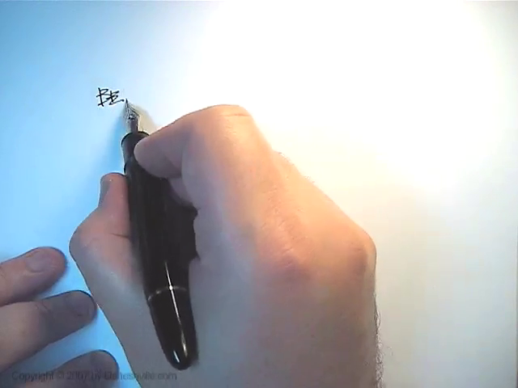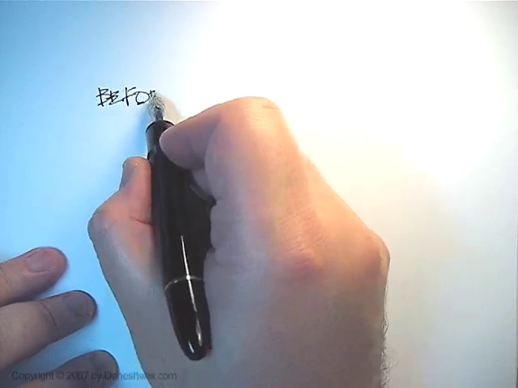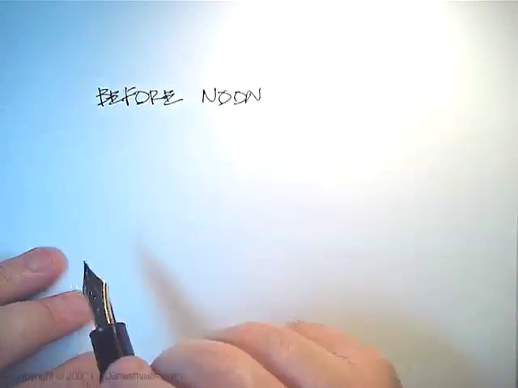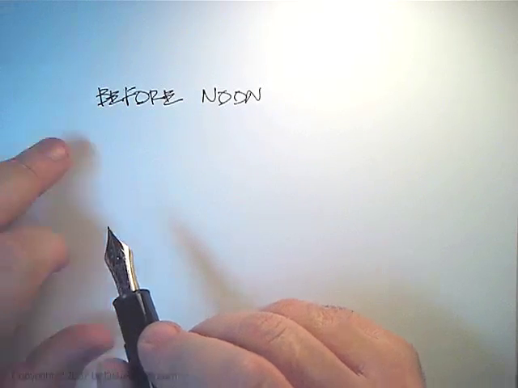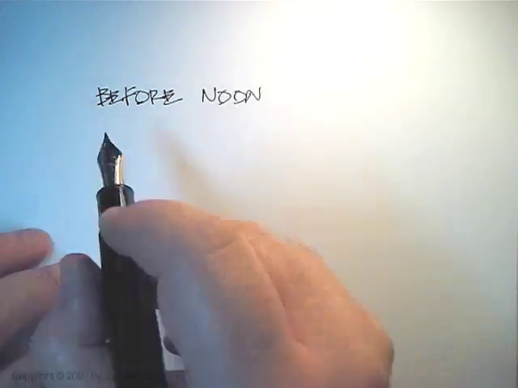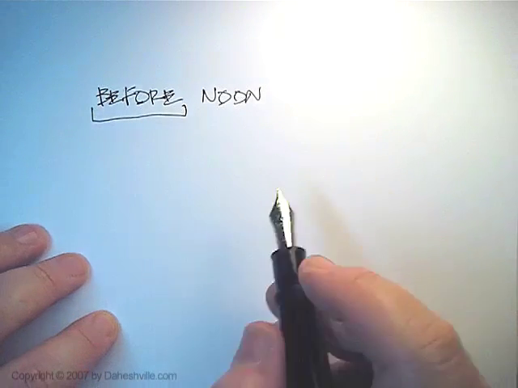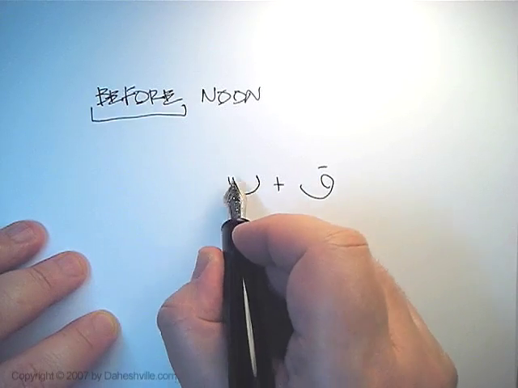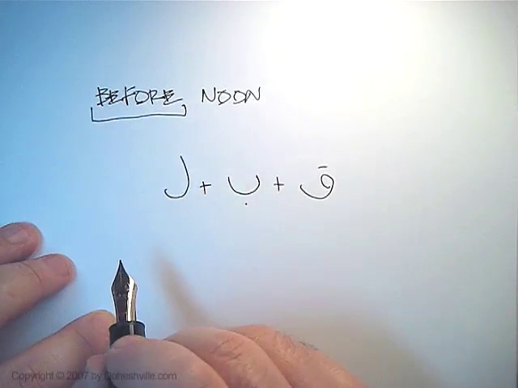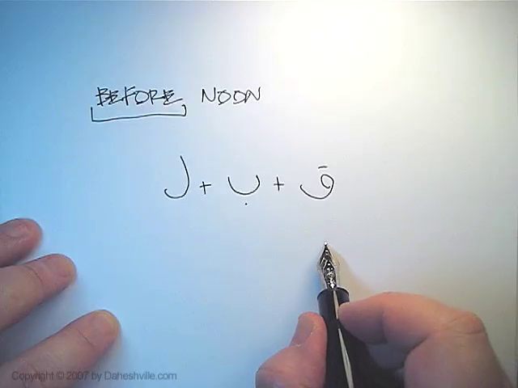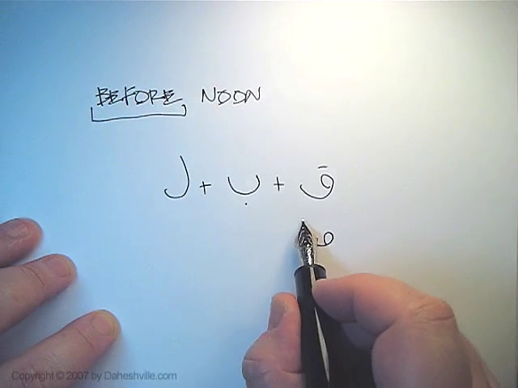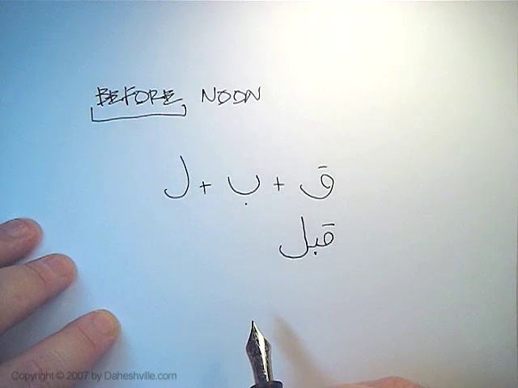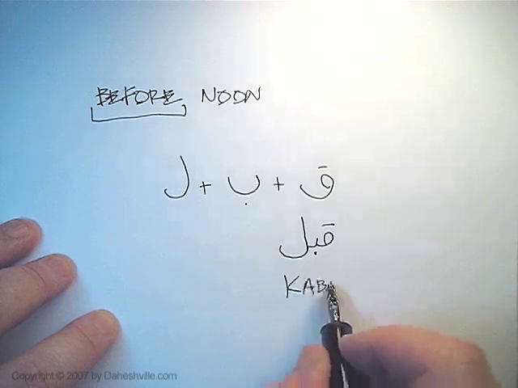Let me give you an analogy in English. For example, we would say history and historian. Florida, Floridian. So basically, if you're into grammar, it's a noun or adjective suffix. Okay, now let's go to before noon. The word before. Qaf, ba, lam, spells qabl. Qabl, not cable, qabl. Qabl means before or preceding.